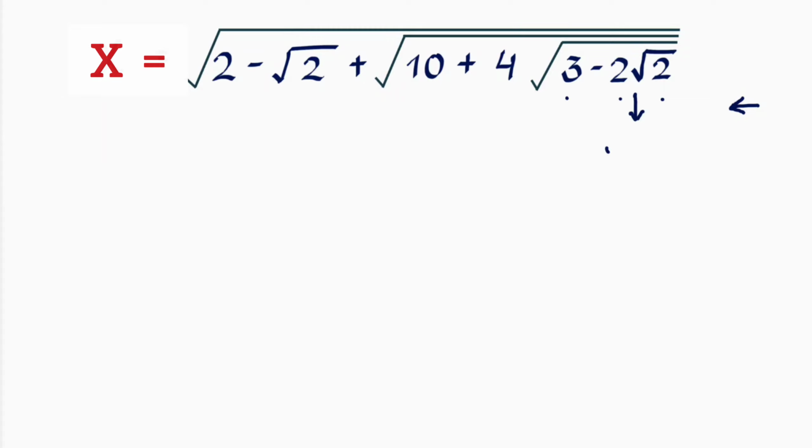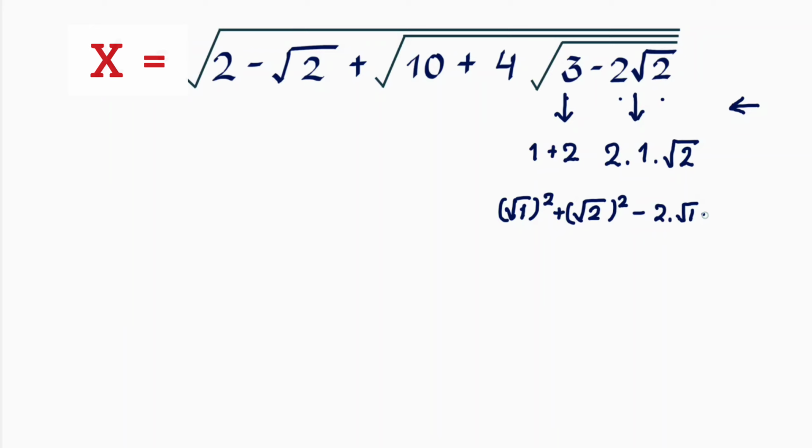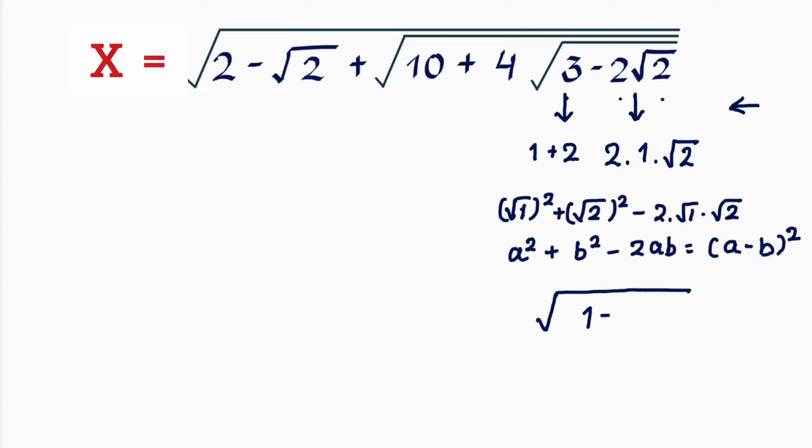Like 2 root 2 is 2 into 1 into root 2, and 3 is 1 plus 2. So this expression can also be written as square root of 1 square plus square root 2 square minus 2 into 1 into root 2. Now you have an expression in the form of a square plus b square minus 2ab, which is equal to a minus b whole square. This value is square root of (1 minus square root 2) whole square.